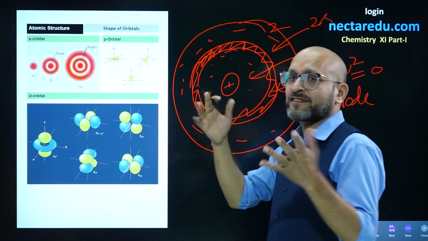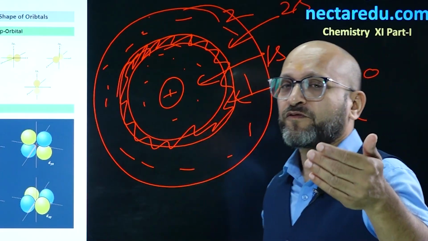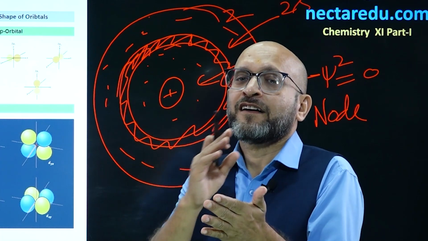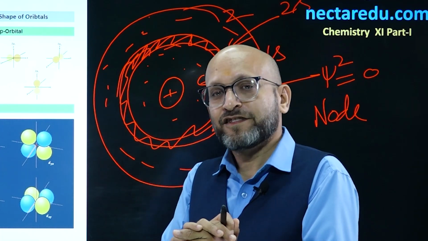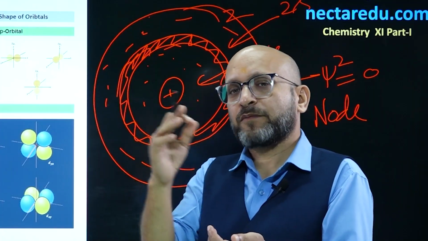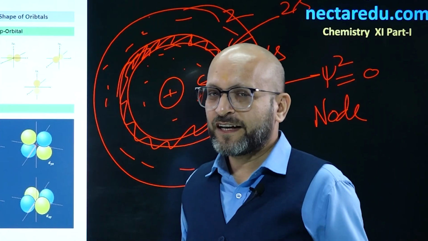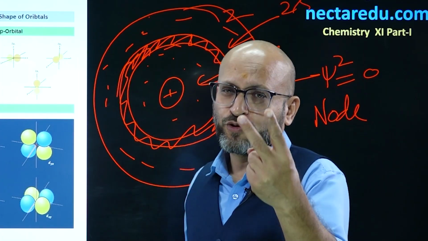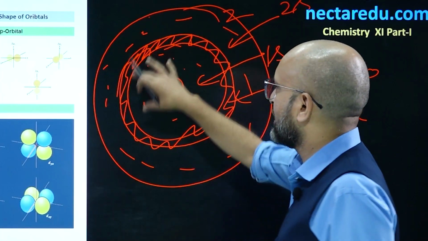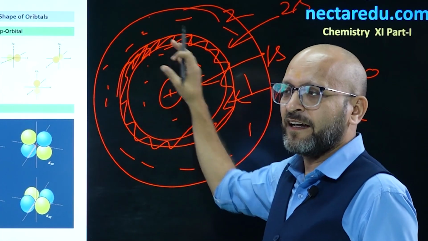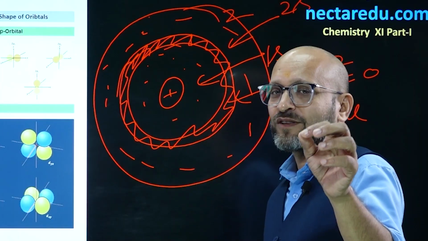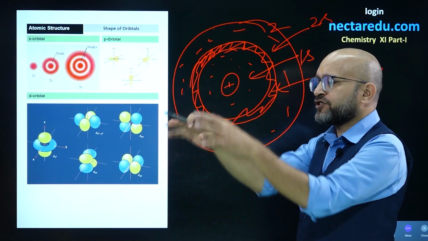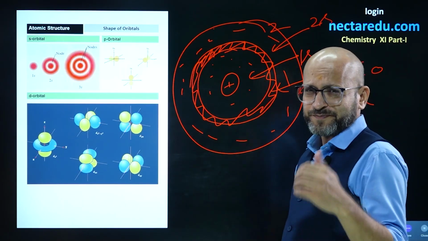In 1s orbital there is no radial node, because from the formula n minus l minus 1, for 1s, n minus l minus 1 will be 0. For 2s orbital, n minus l minus 1 will come out to be 1. So radial nodes in 2s orbital is 1, in 1s orbital is 0, and in 3s orbital there will be 2 radial nodes. A radial node is nothing but a spherical region or an imaginary ring in which the probability of finding an electron is negligible. Alright.